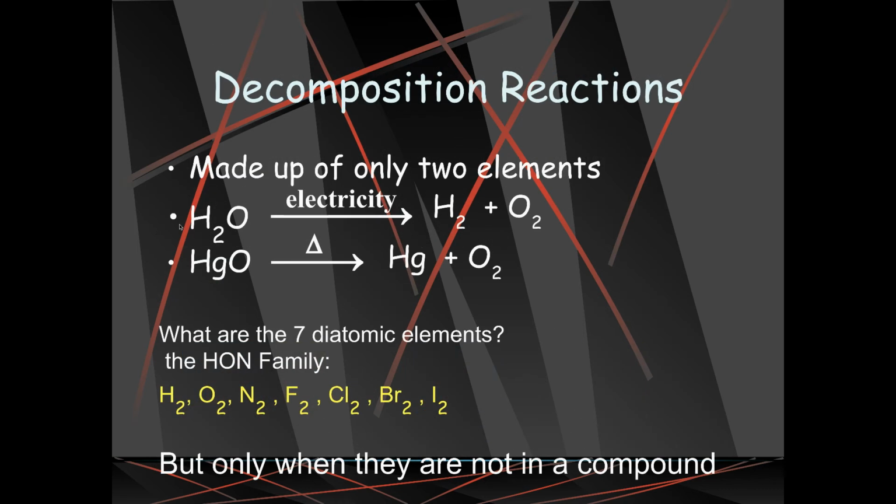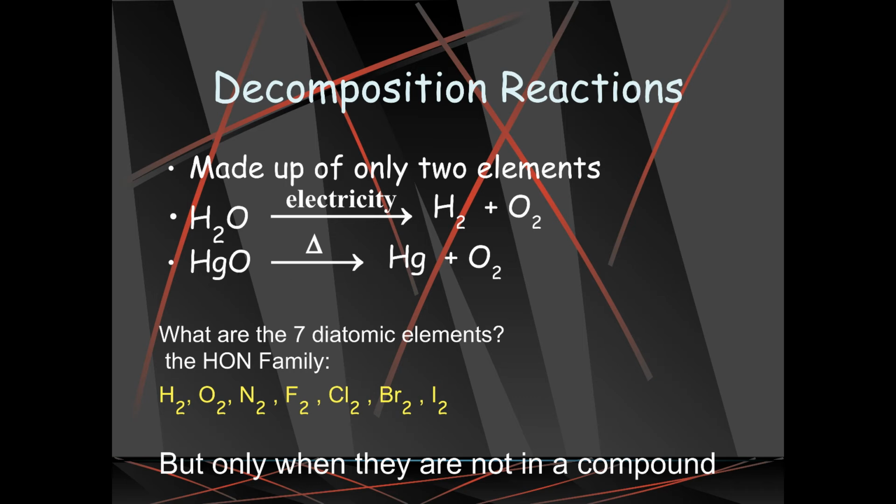Here are some examples. They're already written. H2O decomposes if you apply electricity into the 2 elements, hydrogen and oxygen. It just so happens hydrogen and oxygen are diatomic, so we put those 2's on there, and then we balance the reaction with a 2 in front of water and a 2 in front of hydrogen.